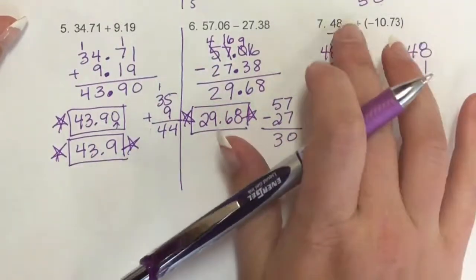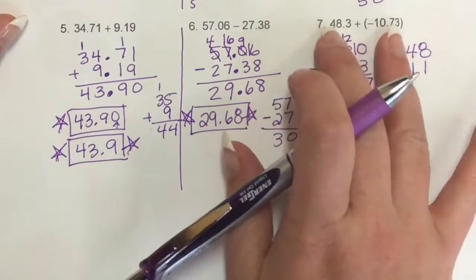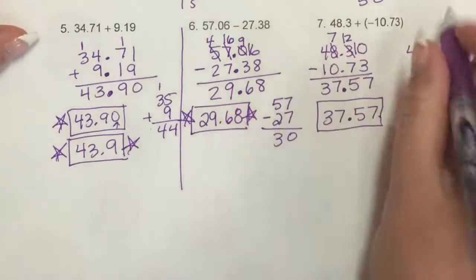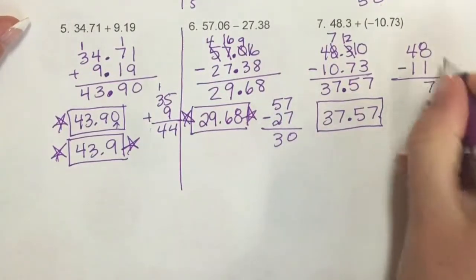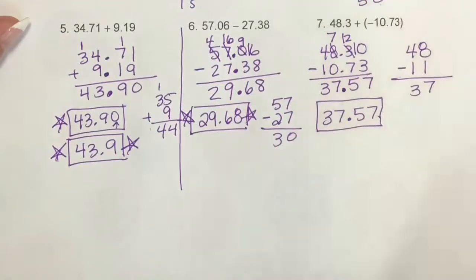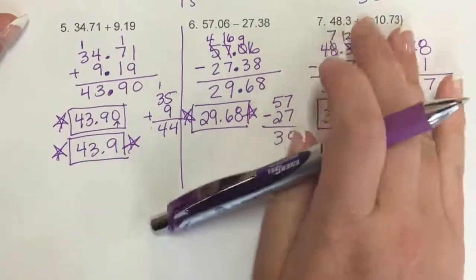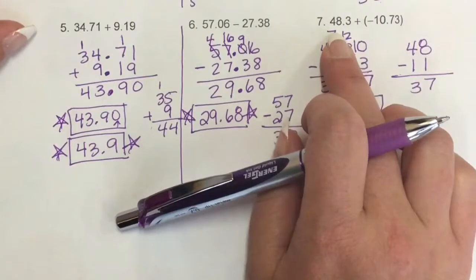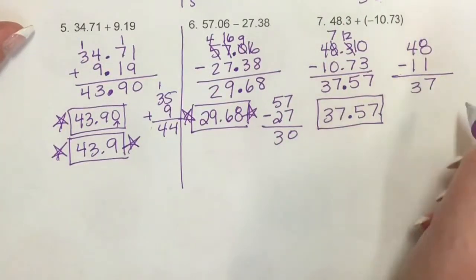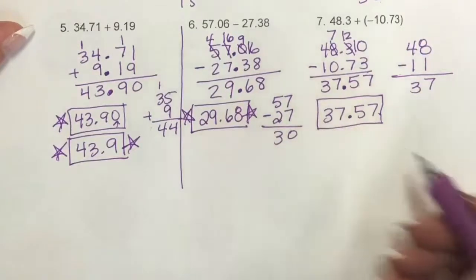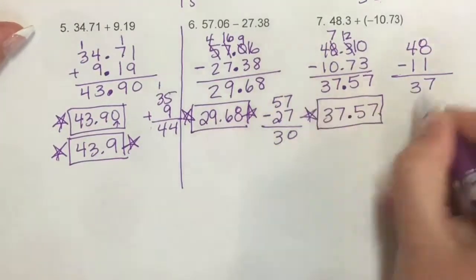And just like the previous, this is a positive, this is a negative. The signs are different, so we're going to take the difference. So that means we're going to subtract the 2. 8 take away 1 is 7. 4 take away 1 is 3. And then we look at both the numbers. Which one's bigger? 48.3 is bigger. It's positive. That means our answer is going to be positive 37. And 37 is super close to 37.57. That means our answer is correct.